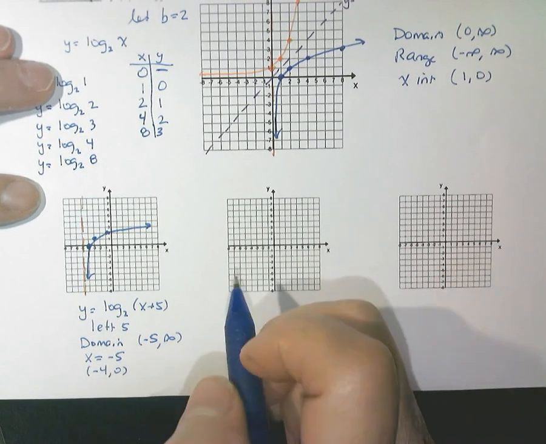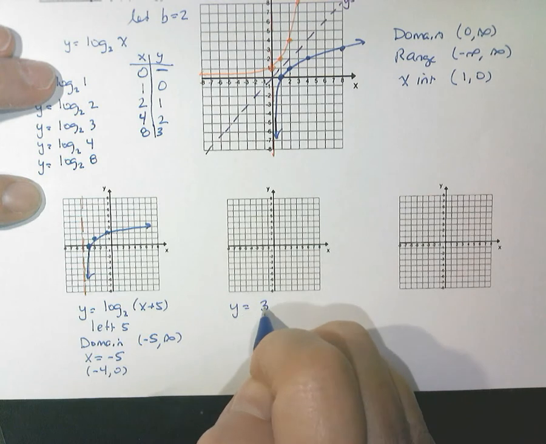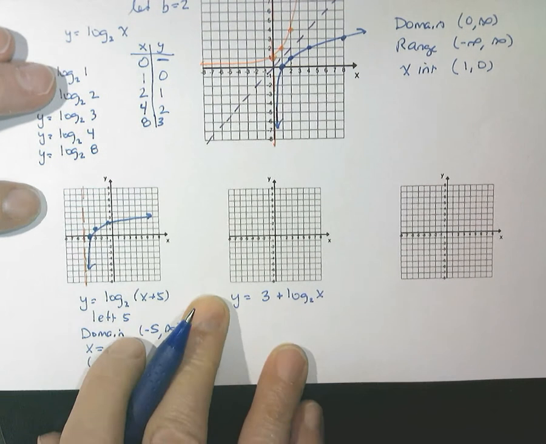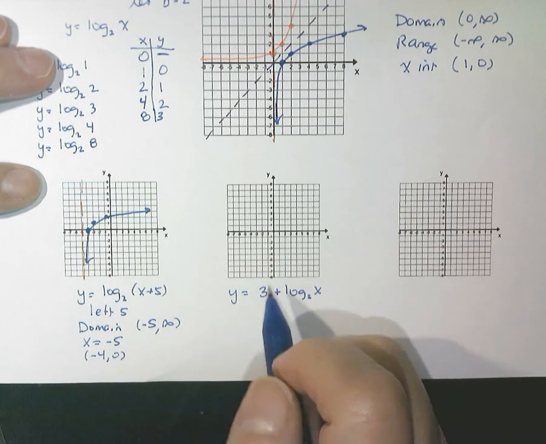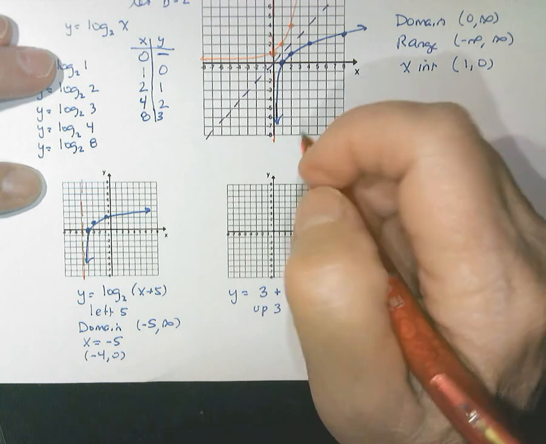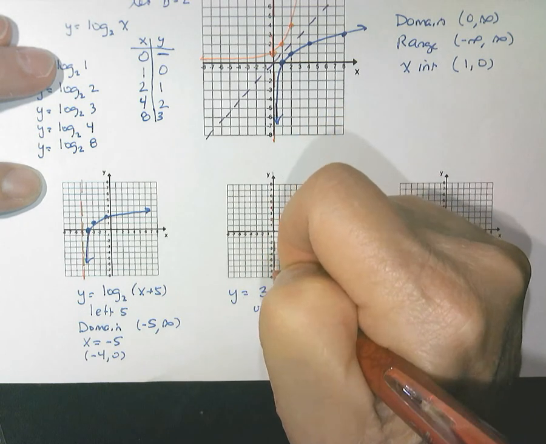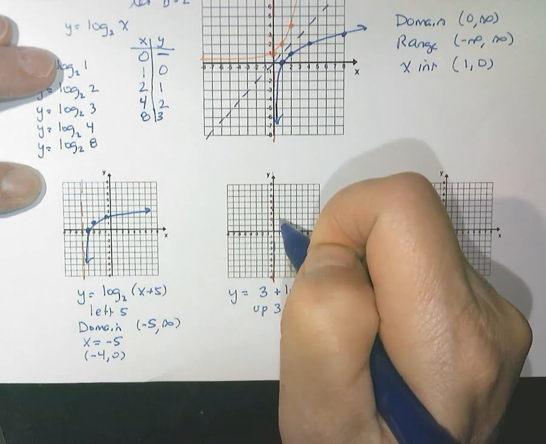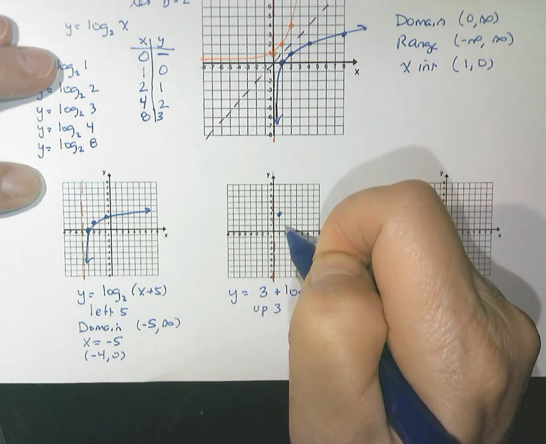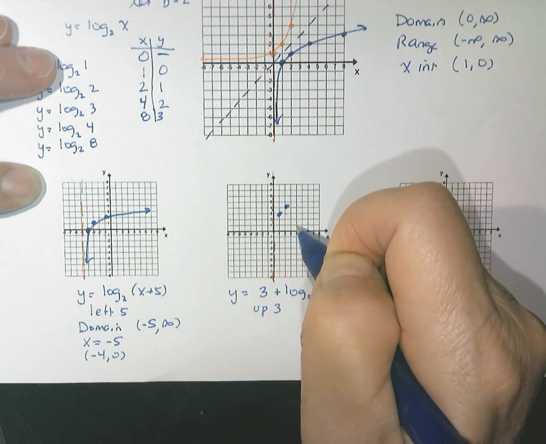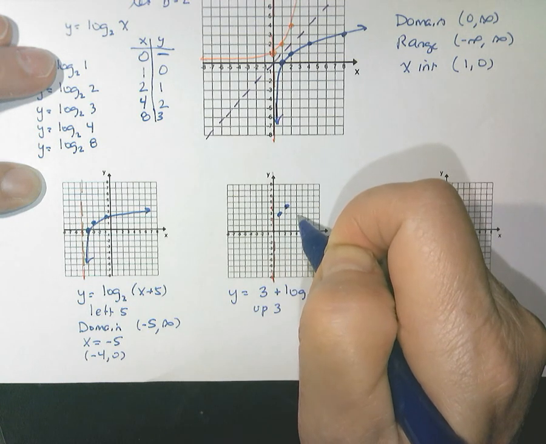The next example I'm going to do is y equals 3 plus log base 2 of x. I prefer it written like this. It's just easier for me to see that I know this goes up 3. So if it goes up 3, my asymptote doesn't change. But I'm going to take this point 1, 0 and go up 3. 2, 1 and go up 3. 4, 2 and I'm going to go up 3.